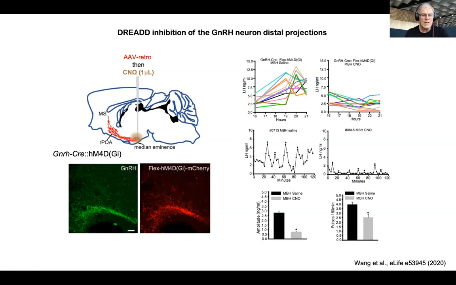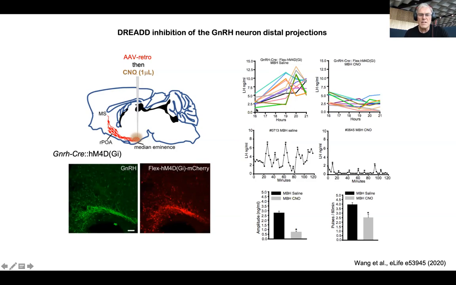And here's just a picture of those dendrons just as they're heading down into the median eminence, and here's just showing you the mCherry tag on this hM4D-Gi in these GnRH terminals and dendrons. So here's the LH surge. This is using an ovariectomized estrogen plus progesterone model. And here this shows you the LH values of all the animals in this particular study.